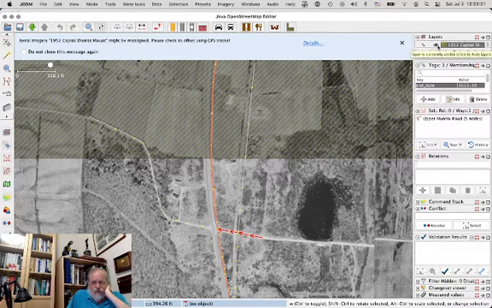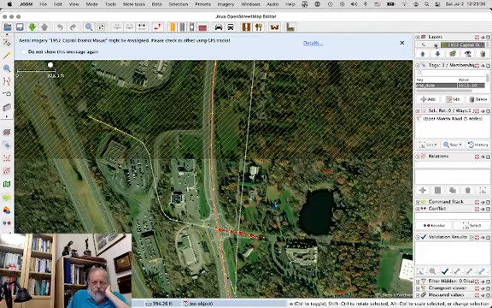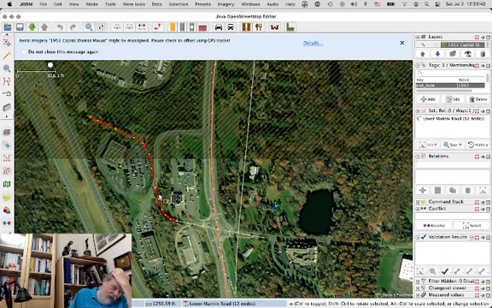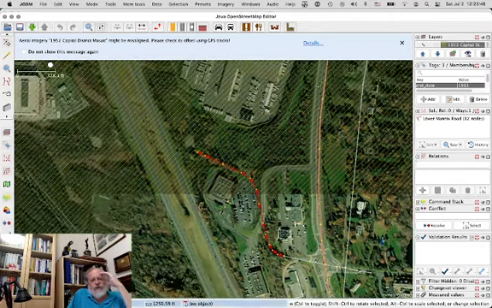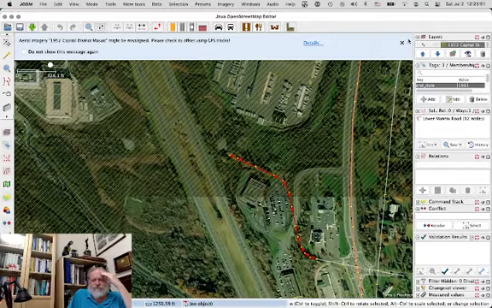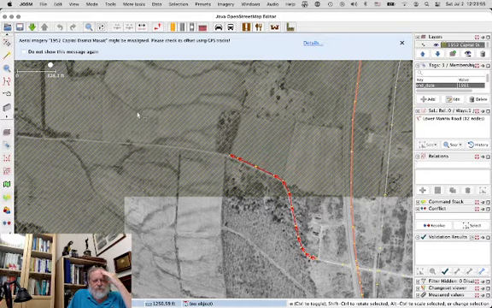So let's turn 1952 back on. Oh, wait a minute, let's turn it off. You can see that actually this section of Lower Mannix Road that I've mapped is missing today. And it's missing today because I-90 was built. So we go back to 1952 imagery.